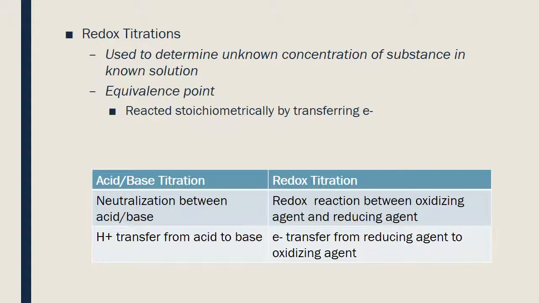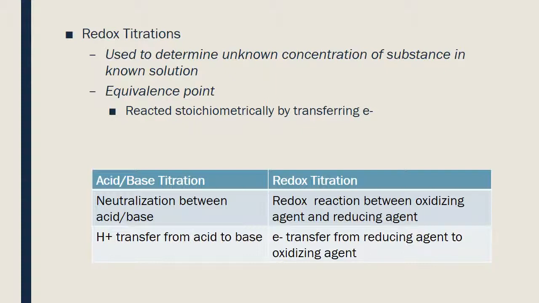Looking and comparing between the two, acid-base titration versus a redox reaction. In an acid-base reaction, you're neutralizing or running a neutralization reaction between your acid and base. In a redox reaction, you're performing a reaction between an oxidizing agent and a reducing agent. And oddly enough, they can be one and the same. You're just looking at the data from two different lenses, depending on the type of reaction you're running, which is pretty cool.